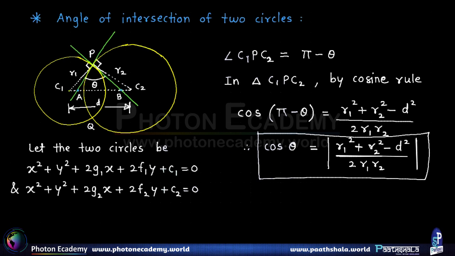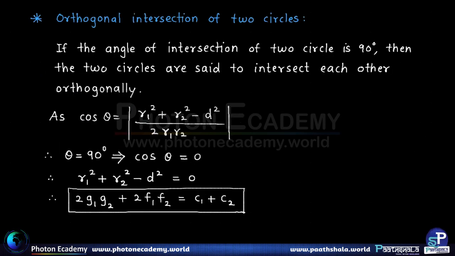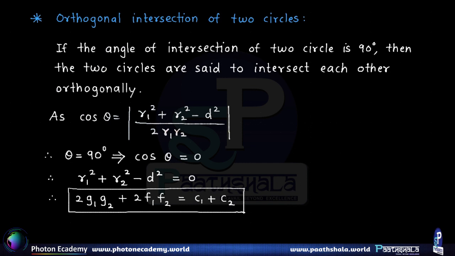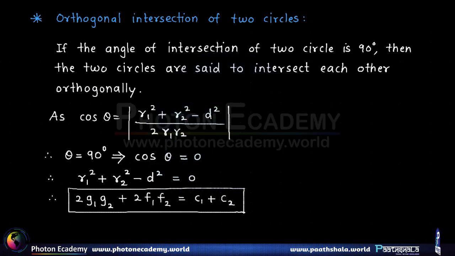Now a special case of this is what is called the orthogonal intersection of two circles. In fact it applies to any two intersecting curves. So by orthogonal intersection of two circles we mean if the angle of intersection of two circles is 90 degrees, then the two circles are said to intersect each other orthogonally. So that means the formula of cos theta will now simplify, because if theta is 90 degrees then cos theta turns out to be 0. So the numerator of the right hand side has to be 0, and therefore we get R1 square plus R2 square minus D square equal to 0.